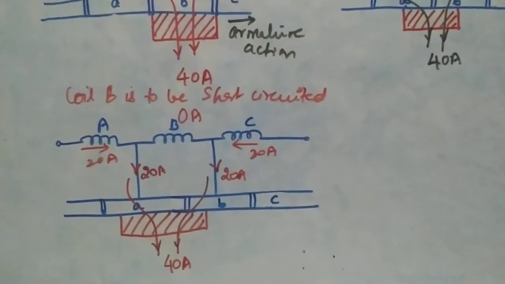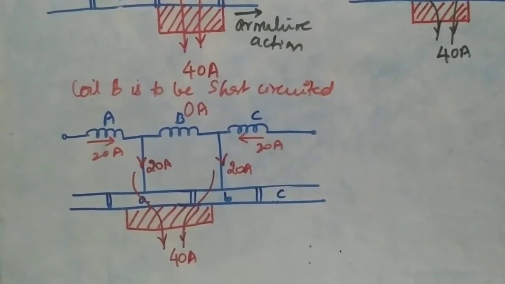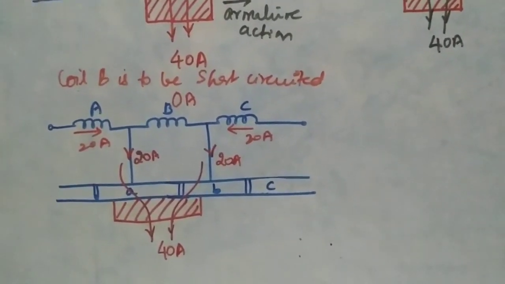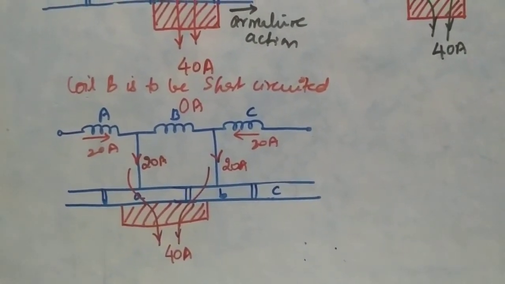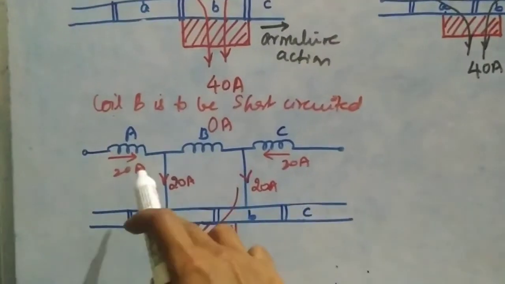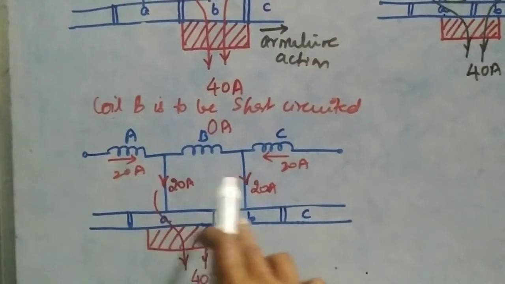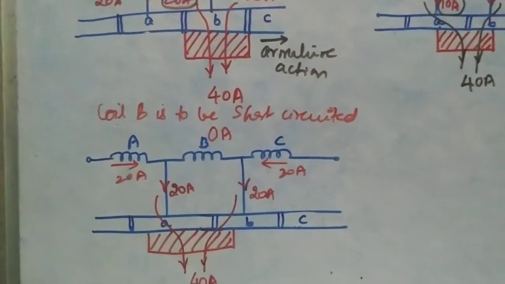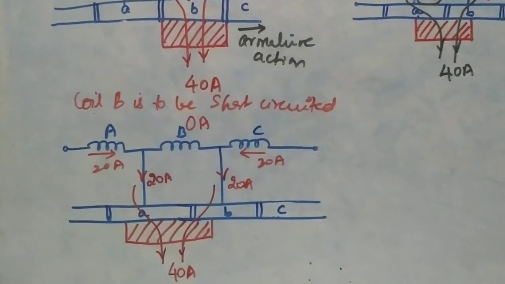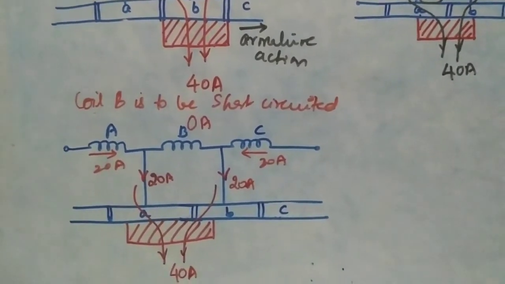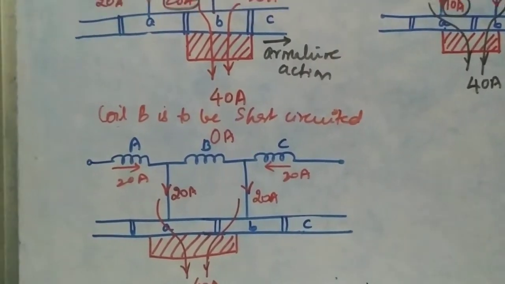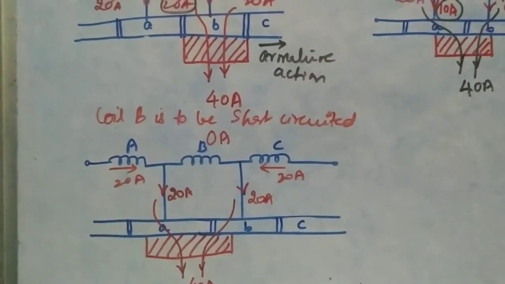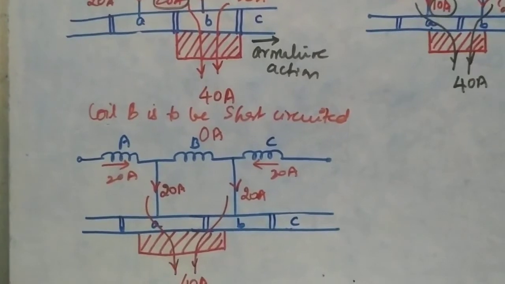Here you can observe that the currents of 20 amperes and 20 amperes pass through the brush directly from coil A and coil C. Directly it is passing from coil A and C. So here the total current will again be 40 amperes, and the contact area of the brush with the segments A and B, you will find, is almost equal.